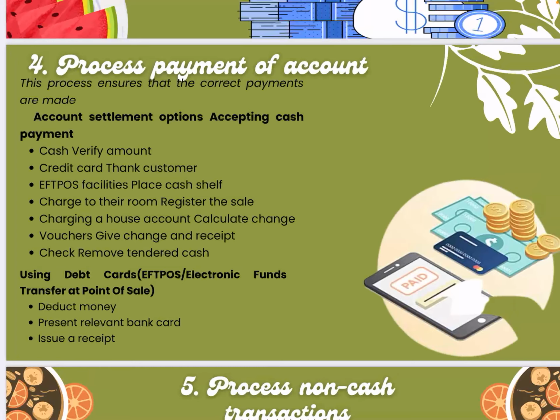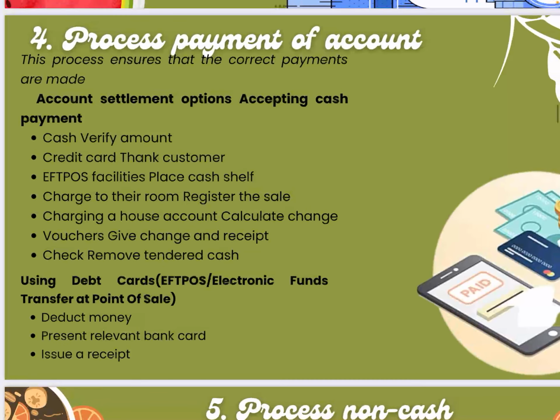Now, next is vouchers. Vouchers: give change and receipt. So how do you deal with the vouchers? Let's say in a restaurant or any other establishment, they normally give a voucher. Let's say the restaurant, Italianis, is going to give Jasmine a 1,000 voucher. That 1,000 voucher is going to be deducted from the amount.